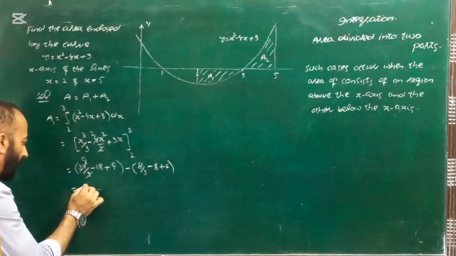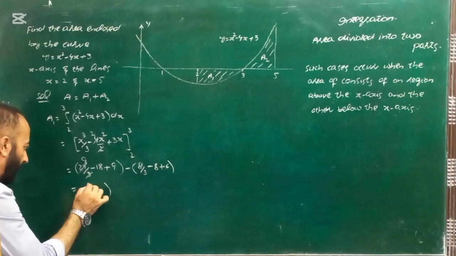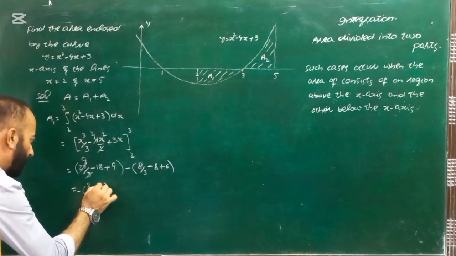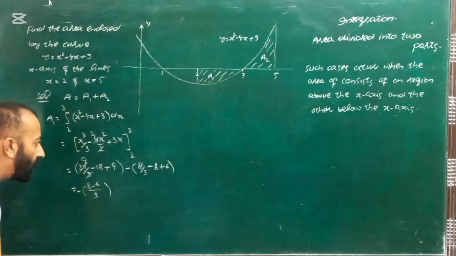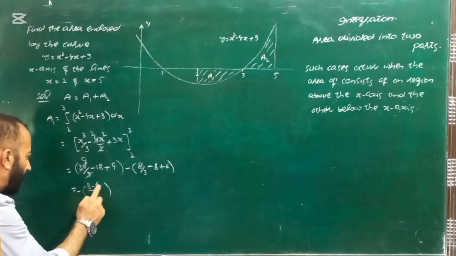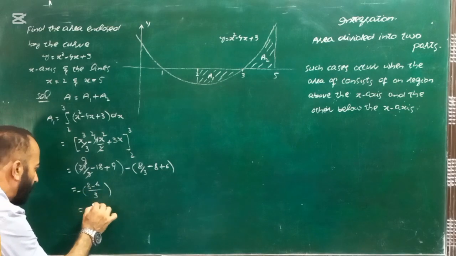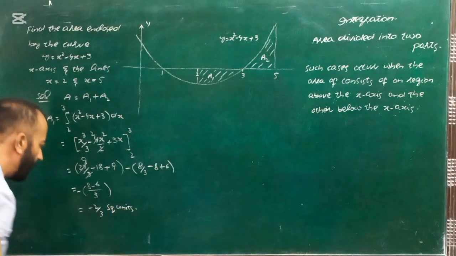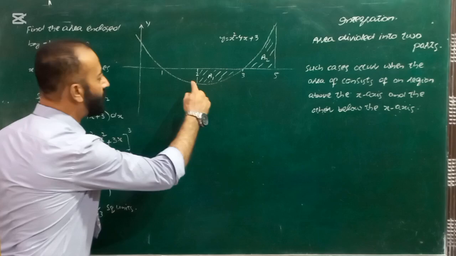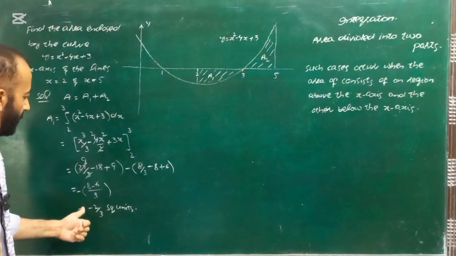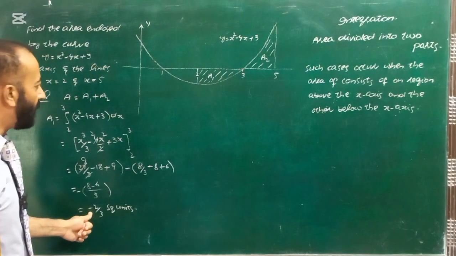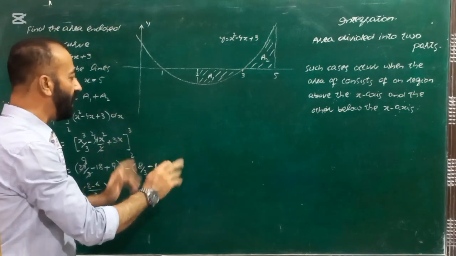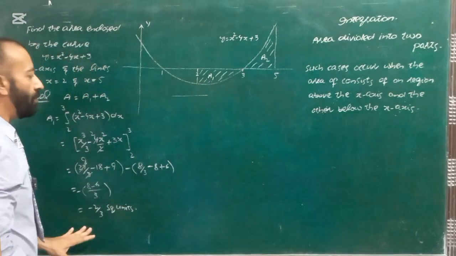So 8 minus 6, 2, so minus 2 by 3 square units. The minus sign shows that the area is below the x-axis. The function of this minus sign will be only to show that the area is below the x-axis. Otherwise the area is 2 by 3.